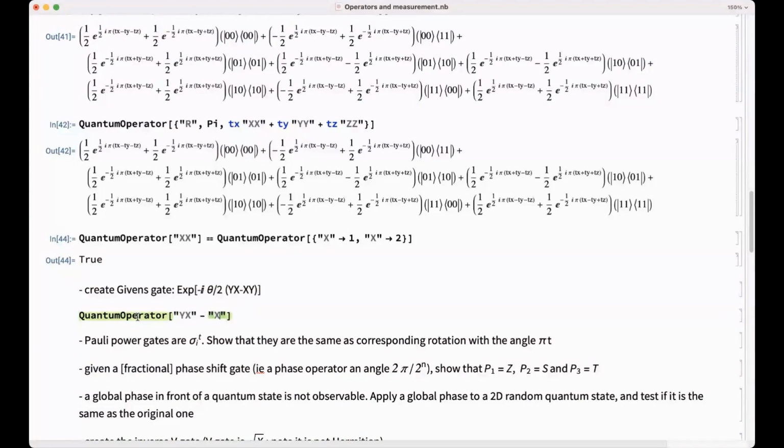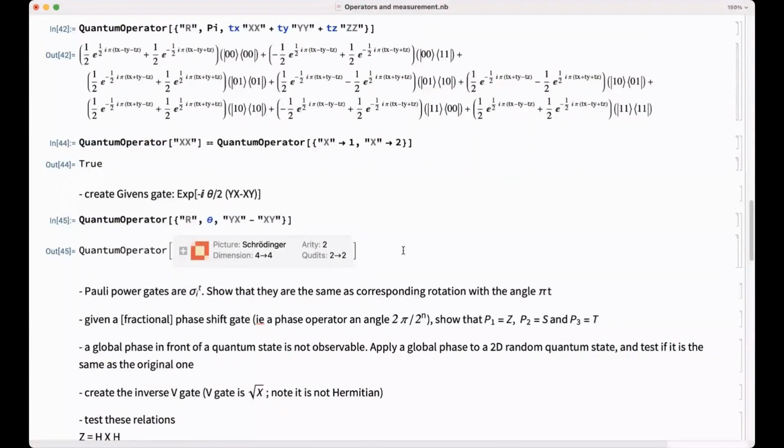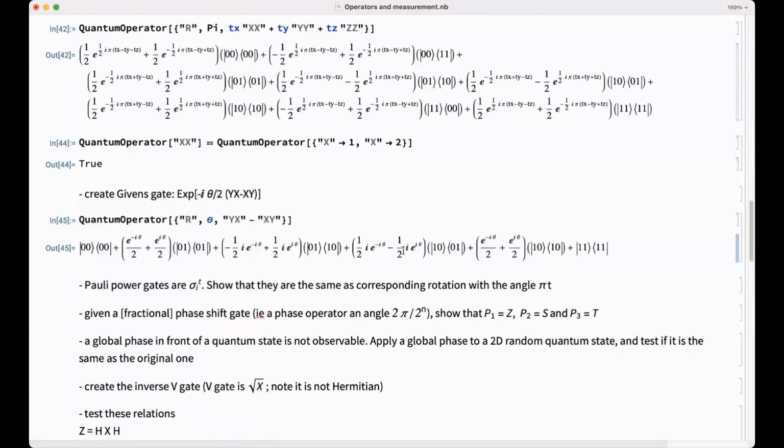Silly me. So again, two approaches. You can create the exponent directly, or this time let's go with our rotation operator. You see, again, three arguments. The first argument says what family of named operators, then the coupling or the angle, and then the type of operators that you want to apply. So that's a very straightforward way of creating that Givens gate, Givens operator.